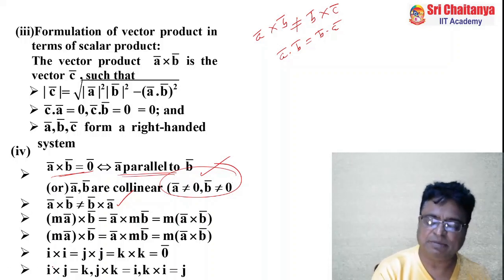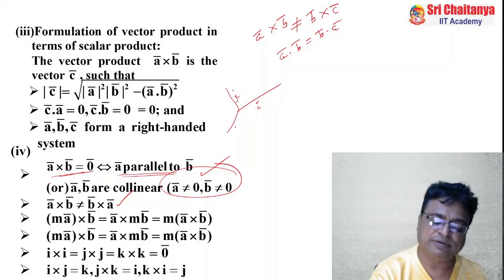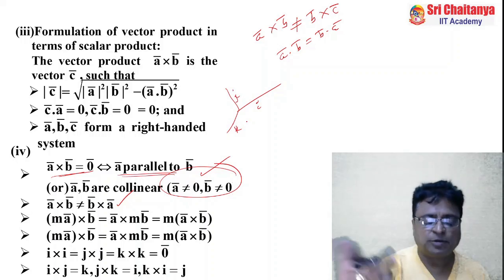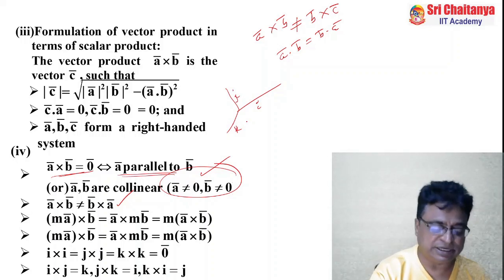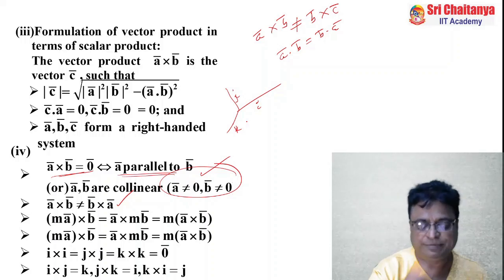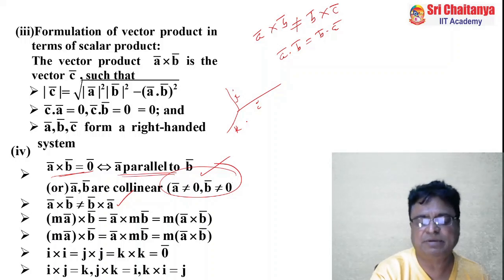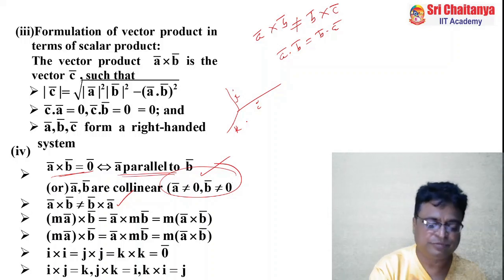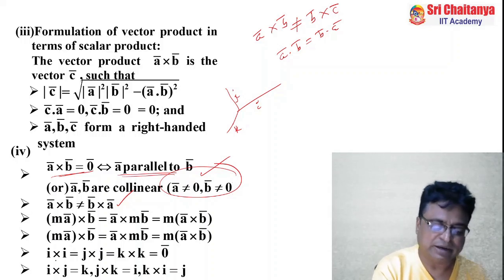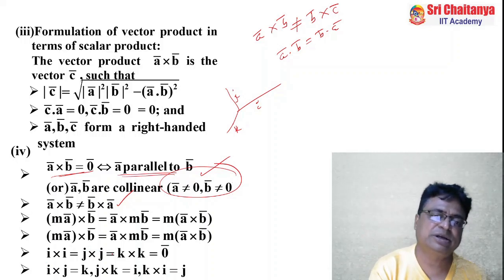And similarly, i bar, j bar, k bar form a right-handed triad system because i, j, k are unit vectors along OX, OY, OZ. Then in a dot product, i dot i is 1, whereas i cross i equals 0 because it is mod i into sine of the angle between i and i, and the sine of the angle between similar vectors is always 0, therefore sine 0 is 0. That's why i cross i is 0, j cross j is 0, k cross k is 0.